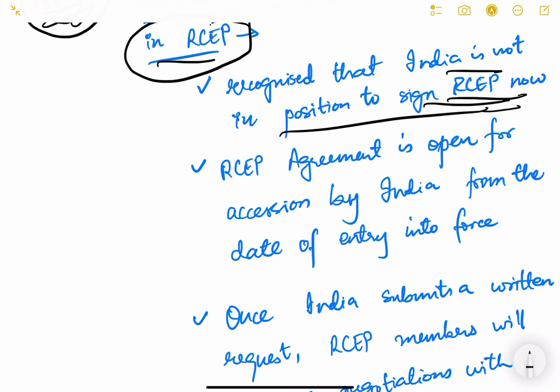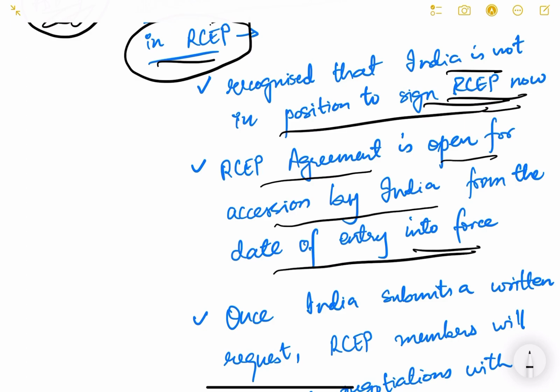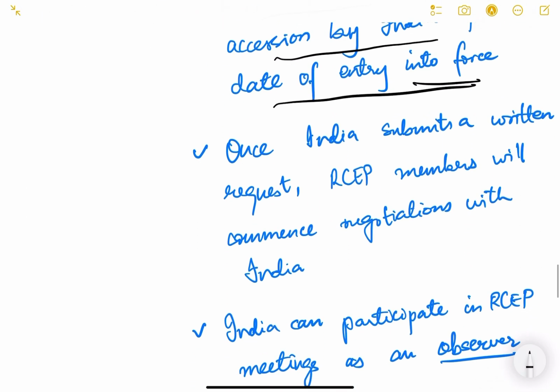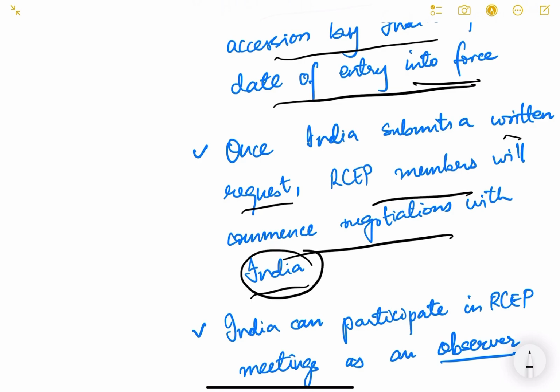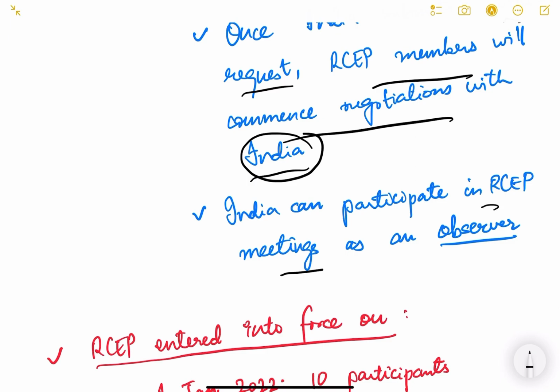Then further it said that the RCEP agreement is open for accession by India from the date of entry into force. So they said if in future India wants to join RCEP, it can come and join. And once India submits a written request, RCEP members will commence negotiation with India. So India will have to submit a written request: I want to reconsider RCEP, I want to join RCEP, so let us again start talking to each other, let us negotiate what we want. And India can participate in RCEP meetings as an observer. So even if India has left the negotiation as a member, it can still participate in the meetings as an observer just to see what is happening.